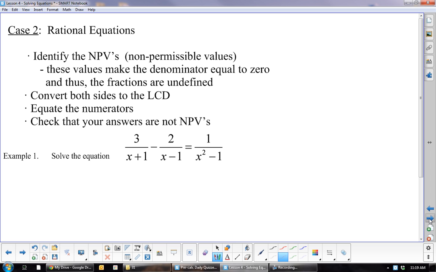Okay? Case 2, rational expressions. Identify the NPVs, the non-permissible values. And these values make the denominator equal to 0, and thus the fractions are undefined. Convert both sides to LCD, equate the numerators, and check your answers that are not NPVs. Okay, this is a big deal because if your answer is an NPV, then it's not an answer. Okay, and that's a diploma type question that students who do not do NPVs, they just do that.